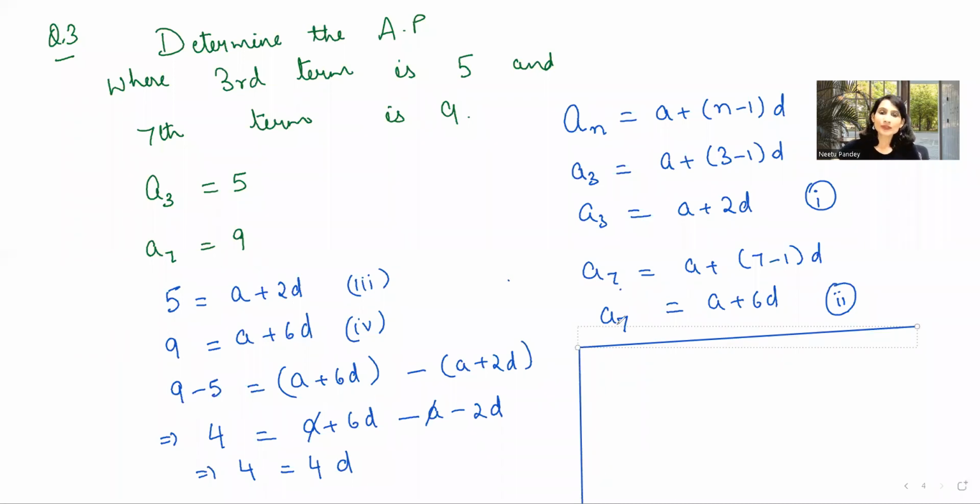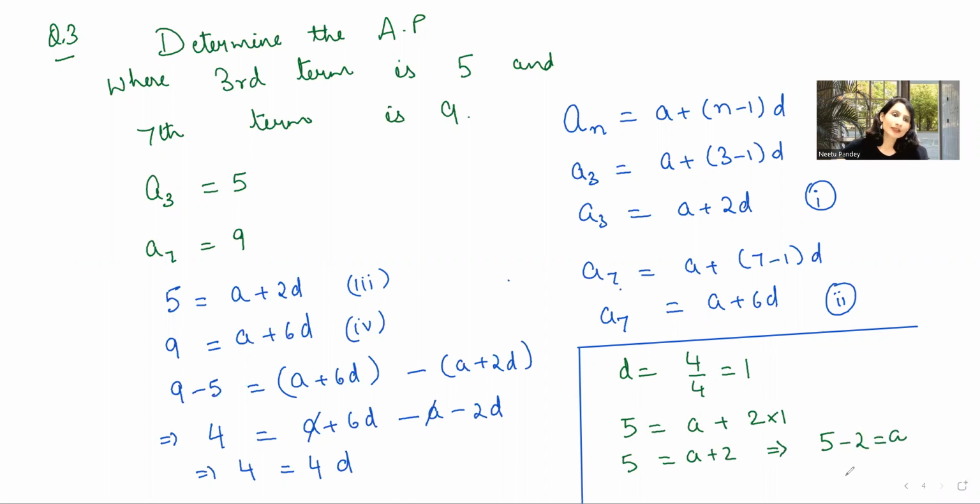Okay, so continue with this. It will be d will be 4 upon 4, that is 1. Okay, so we got the common difference 1 here. How to find the first term? That you can substitute the value of d in any of the equations. Suppose 3 में put करते हैं. So it will be 5 is equal to a plus 2 into 1. So that will be 5 is equal to a plus 2. That will be 5 minus 2 is equal to a. This will give you a is equal to 3, right? So we calculated first term and the common difference.